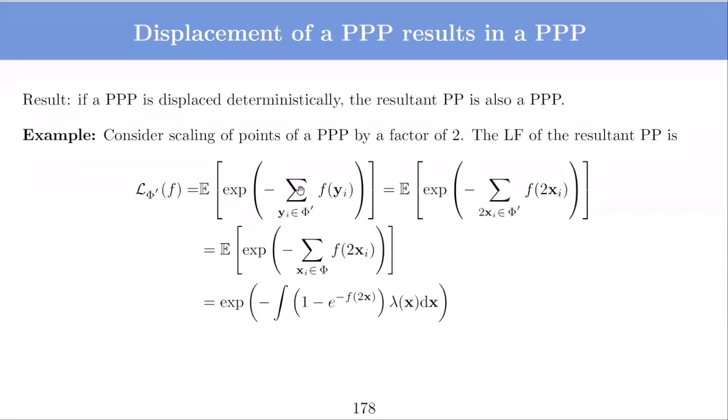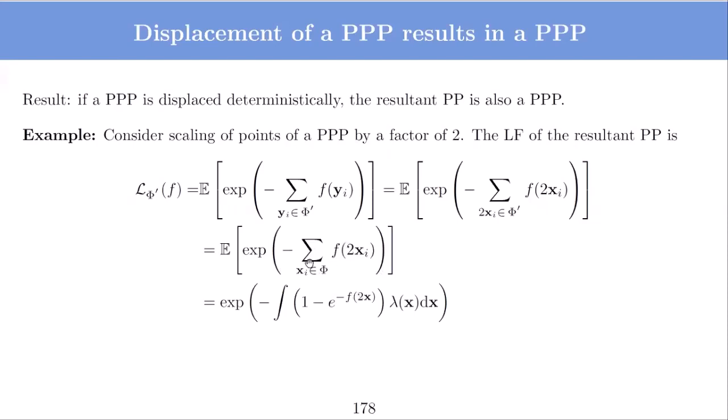So this you can always remember, we are going to use this argument multiple times when we displace or thin. We have a one-to-one correspondence between the realization of the original point process and the new point process. So we can write the summation in terms of the new point process or the old point process. What is the benefit of writing it over the old point process? Because we know the Laplace functional of the original point process. Once we write it this way, this is a new function over xi. This is nothing but the Laplace functional of this new function f(2x).